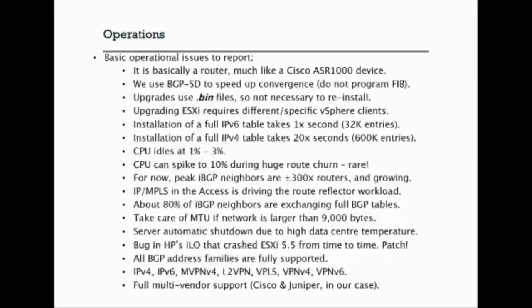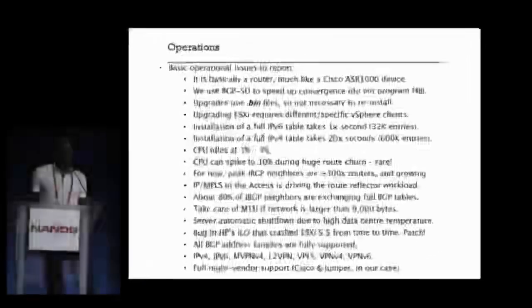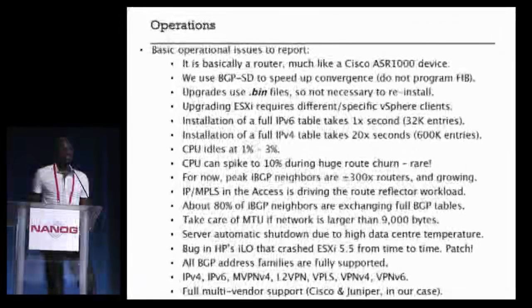We saw that installing the V6 table, which is about 32K entries for now, takes about a second, and about 20 seconds for the V4 one. CPU idle is about 1 to 3%. Remember, this is obviously x86 with 24 cores. It's high capacity, so this is obviously different performance than you'd get from a regular router.